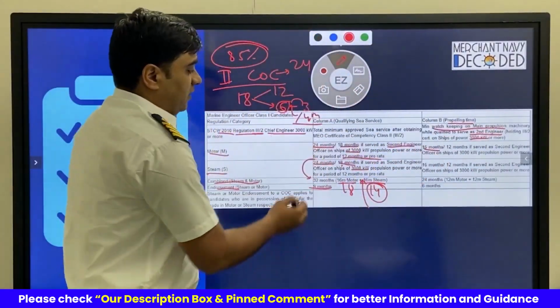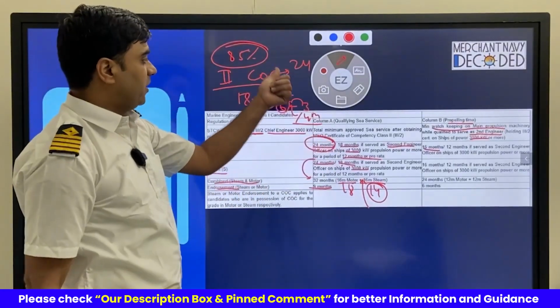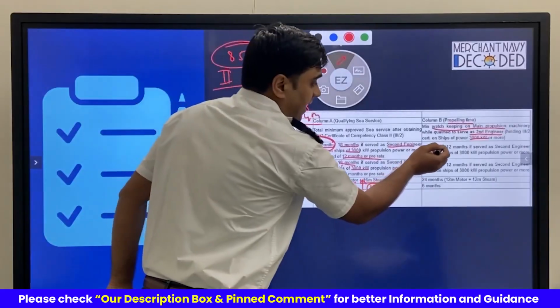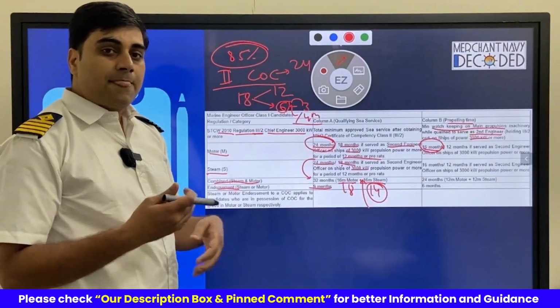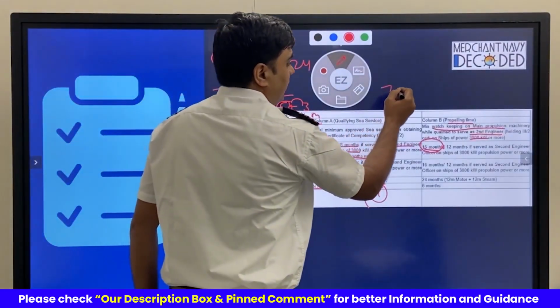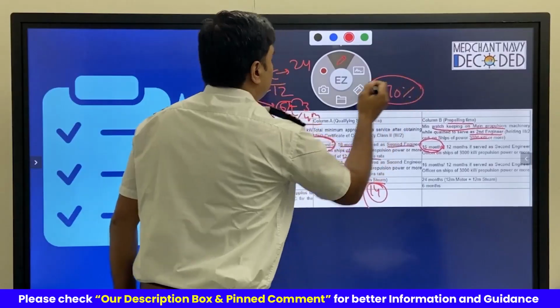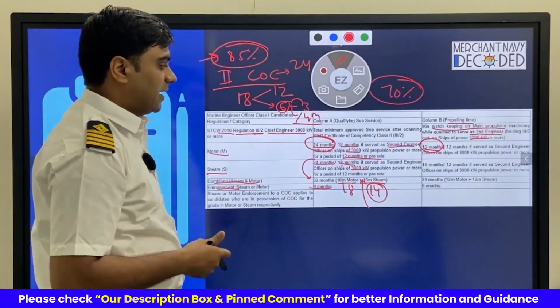So you see, when we are qualifying for the 24 months time period, that means no question asked, in that case you need to have at least 16 months as a propelling time, right? So this comes around roughly 70%, right? But to be on the safer side, we are normally taking our sea service as 85%. So that is the criteria.